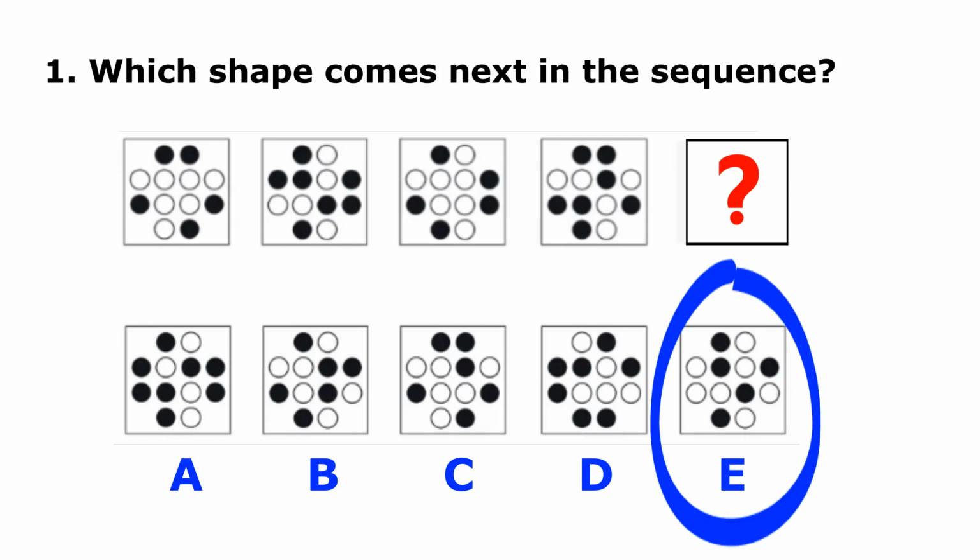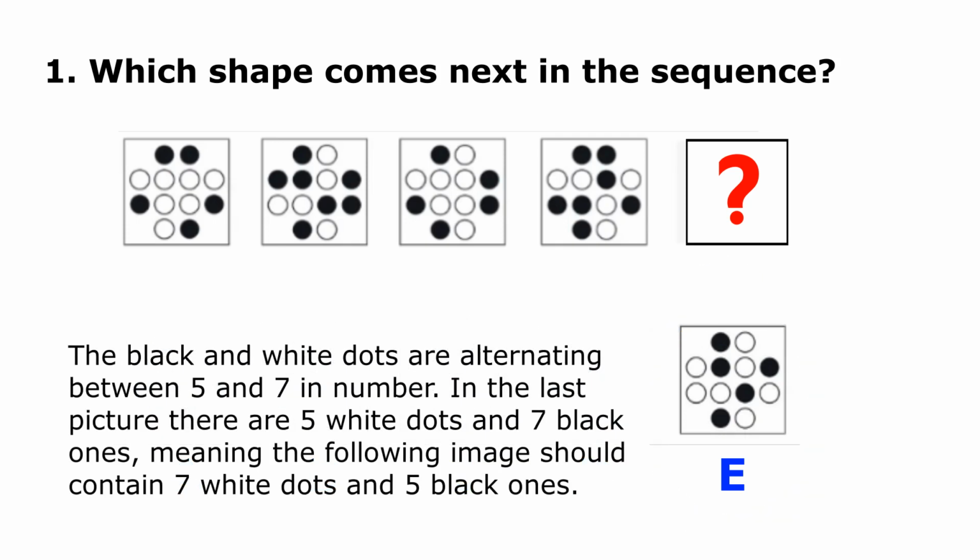The answer is letter E. The black and white dots are alternating between 5 and 7 in number. In the last picture there are 5 white dots and 7 black ones, meaning the following image should contain 7 white dots and 5 black ones.